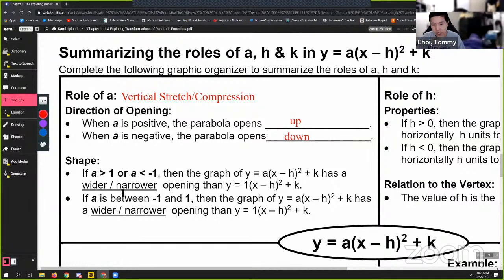Then for the shape, if the a value is bigger than 1, regardless of negative or positive, it should be more narrow.